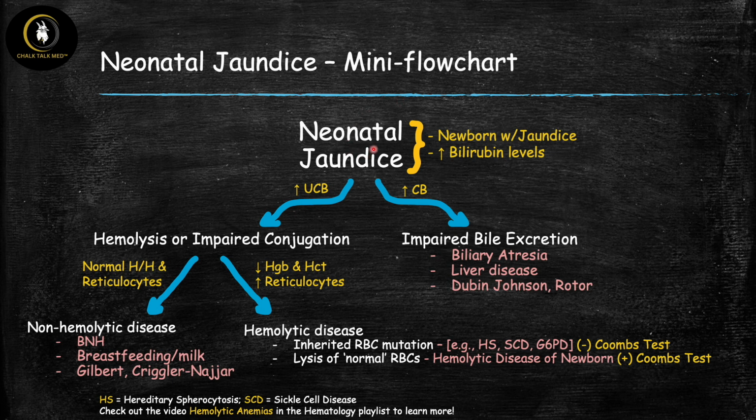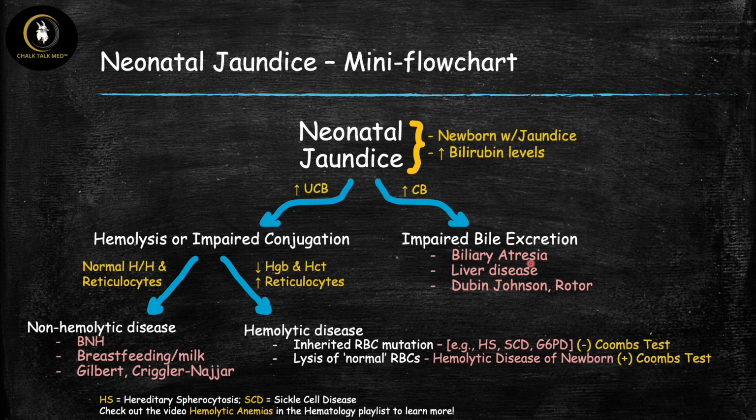So let's say you have a newborn that starts with neonatal jaundice. That means it's a newborn with jaundice, which is due to high bilirubin levels. Then the first step is, is this unconjugated bilirubin? So is this indirect hyperbilirubinemia, or is it conjugated, aka direct hyperbilirubinemia? If it's conjugated, aka direct, that means that the problem is due to impaired excretion of bile. That's why you can't get rid of the conjugated bilirubin.